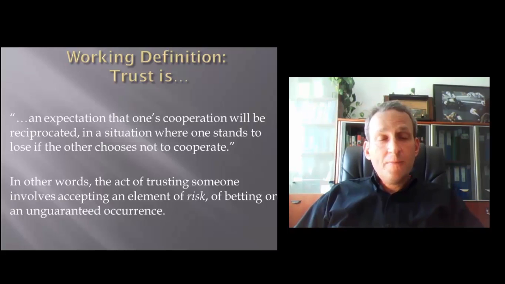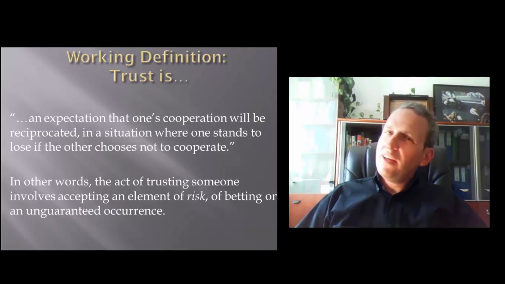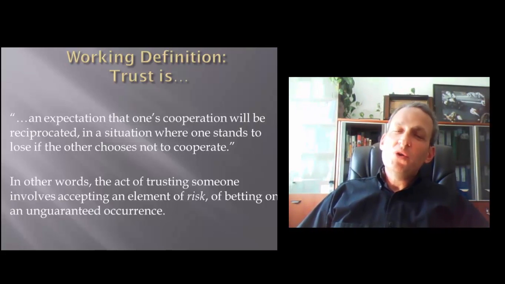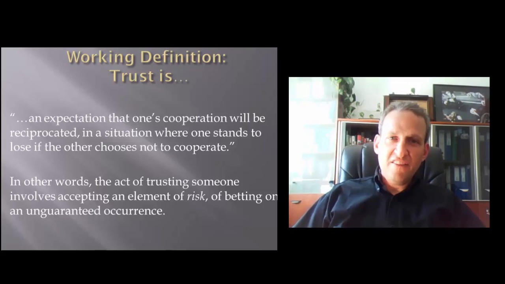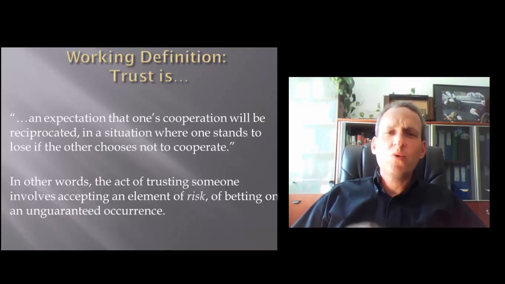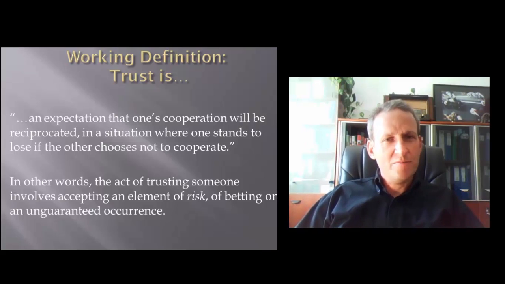How does that work out in mediation between a mediator and a party? Well, we ask parties to trust us all of the time. And in essence, we ask them to assume risk all of the time. When we tell parties, you can tell us your story and this is a safe place, we're asking them to trust us. They're taking a risk. What if this isn't as safe a place as we've promised them?